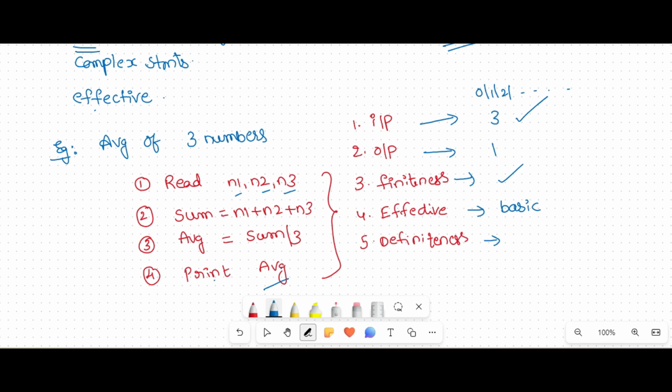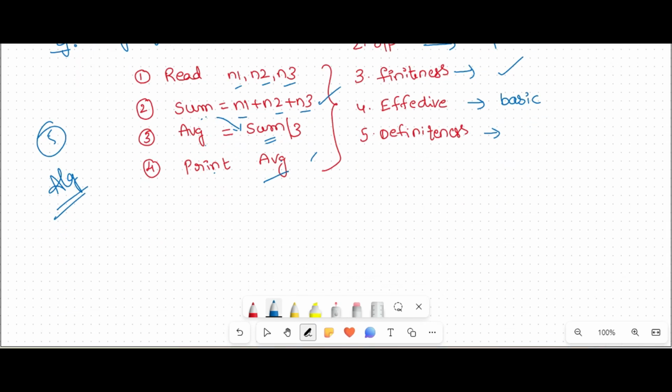Sum we are calculating. How are we calculating the sum? By adding these three numbers. Yes, it is clear. Average equal to sum by 3. Sum we have calculated here, and for that by 3. Print average. So for definiteness, there is no confusion and no redundant statements. So it is satisfying all the 5 properties of an algorithm. So it is a good algorithm. I'm not saying in terms of time complexity and space complexity. What I mean is a good algorithm means it is satisfying all the 5 properties.